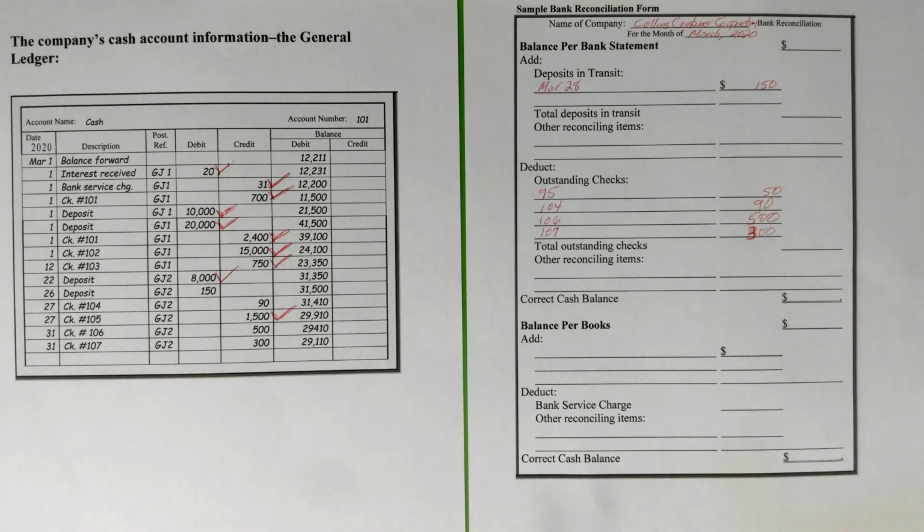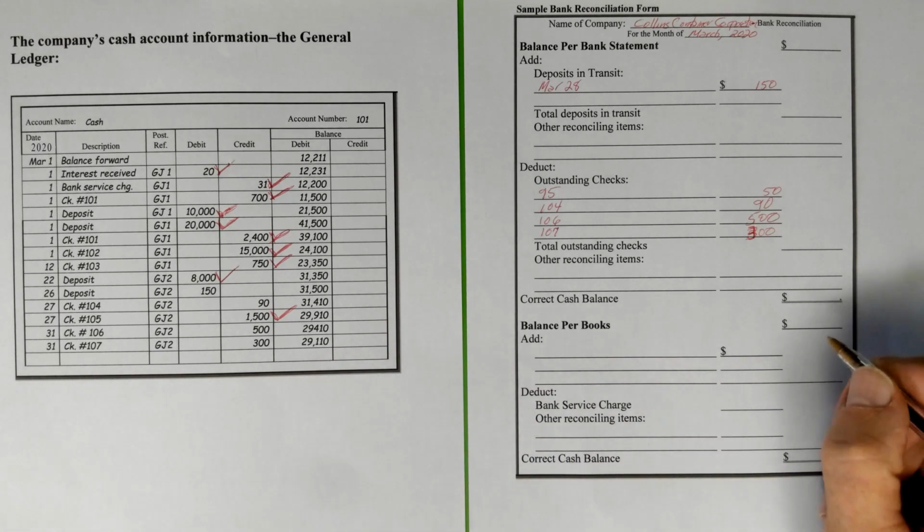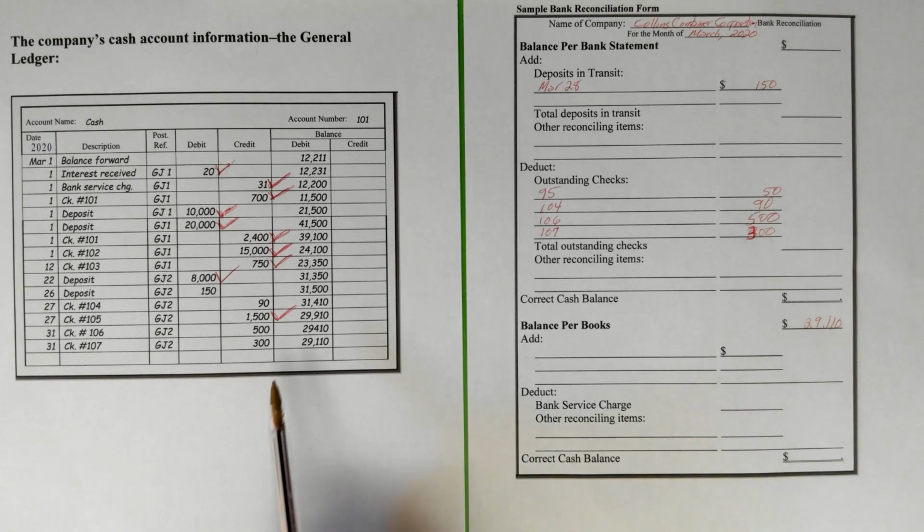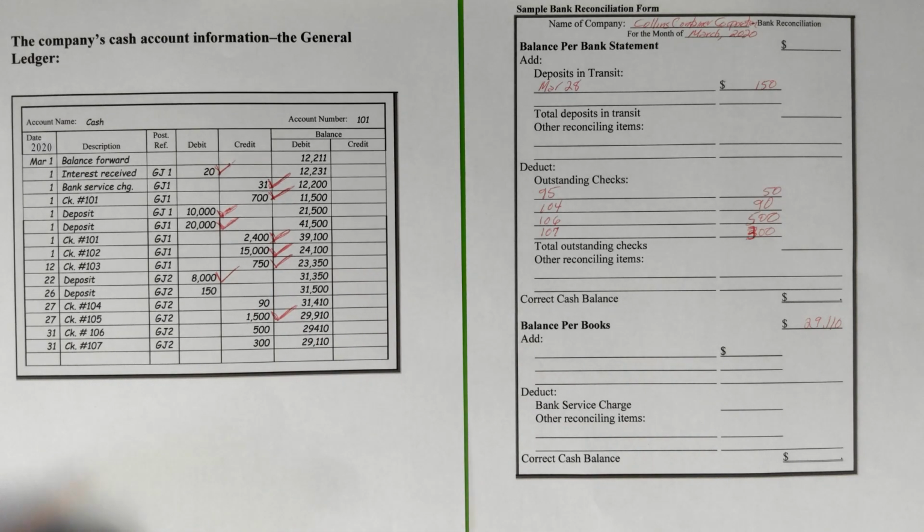While I've got this document out, I'm going to go ahead and enter our ending cash balance per books. So it's $29,110. I've got that, and I've taken care of all these other reconciling items, so I think I'm done with this document. Let's move ahead.